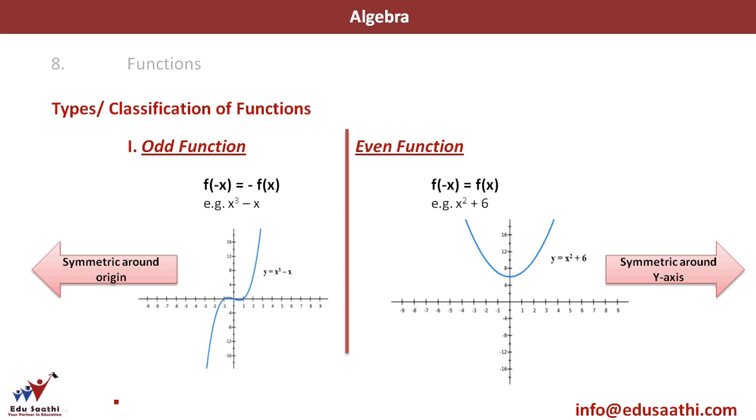An even function is a function which is symmetric around the y-axis. It has a y-axis of symmetry. That means whatever is in the first quadrant, the image of that will be formed in the second quadrant. So it is symmetric around the y-axis. This is symmetric around the origin. A very, very important thing that you can find out from the graph.